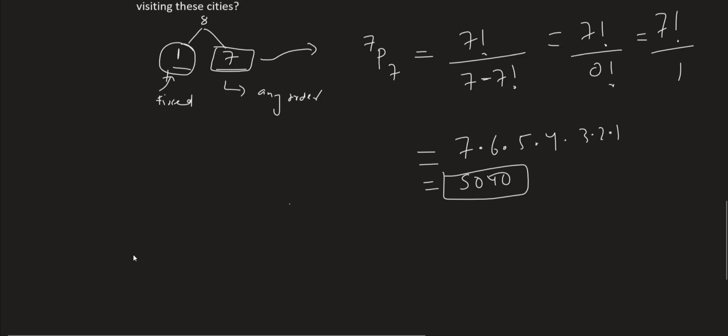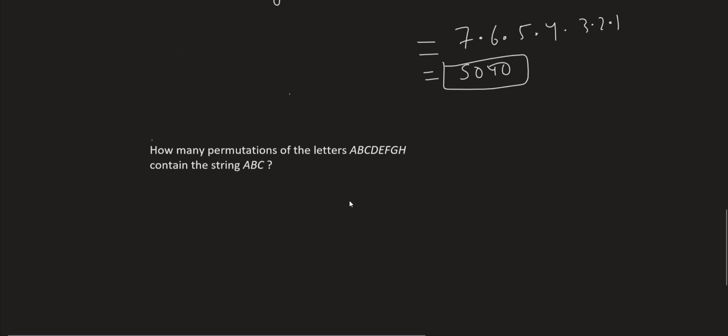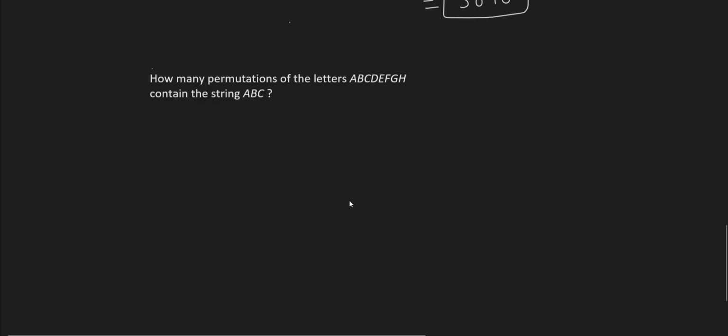Now let's have a look at another example. How many permutations of the letters A, B, C, D, E, F, G, H contain the string ABC? Now, the thing worth noting here is that ABC will be fixed. Whatever permutation you get of these letters, A, B, C should be intact.